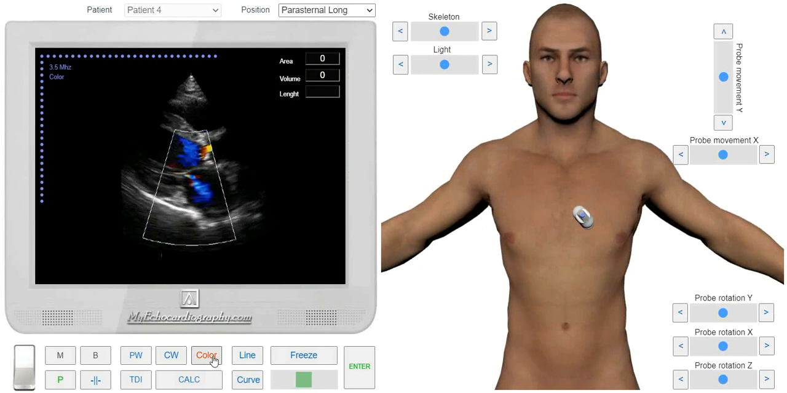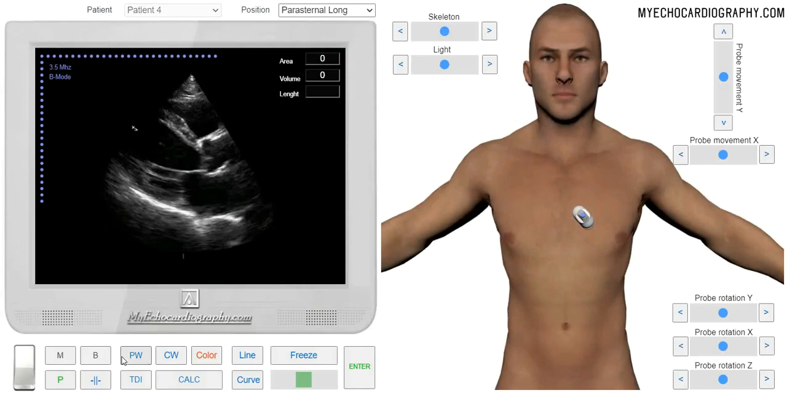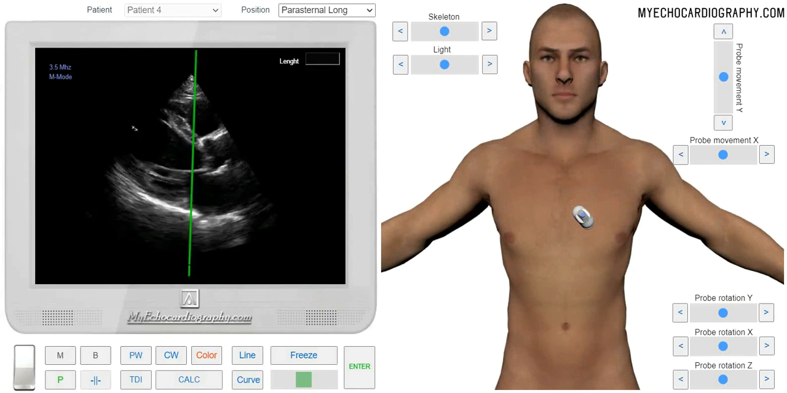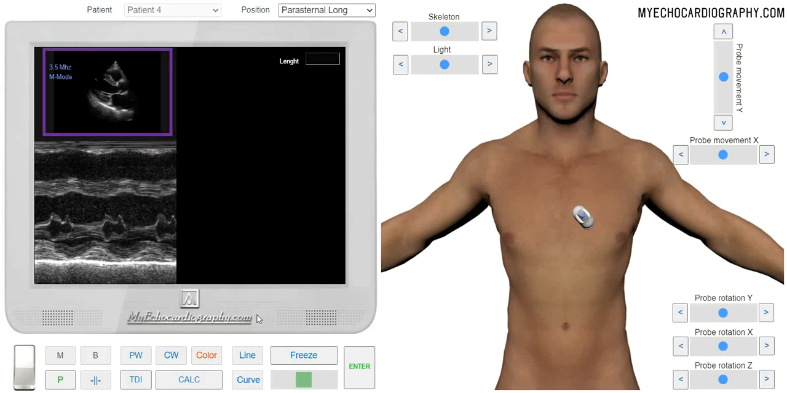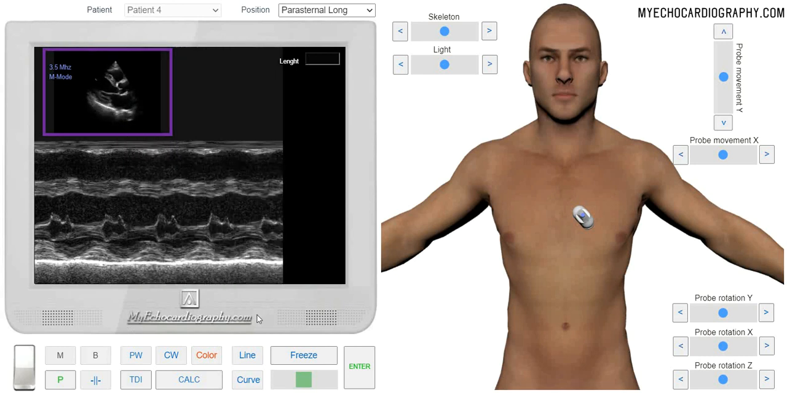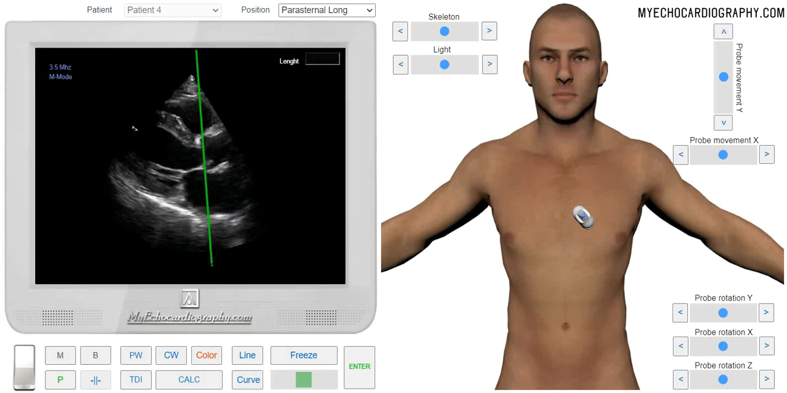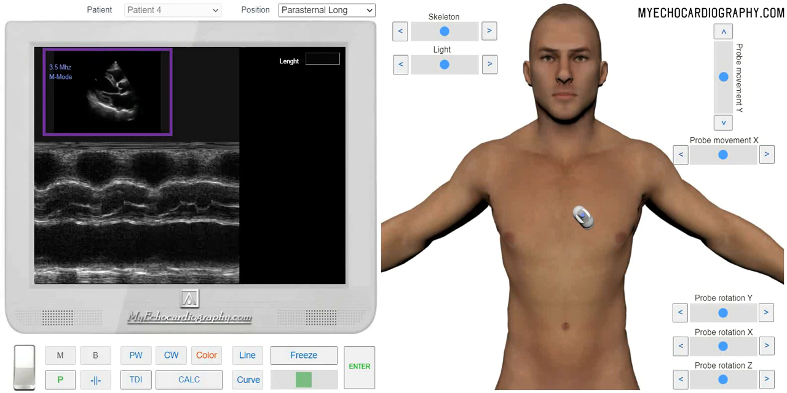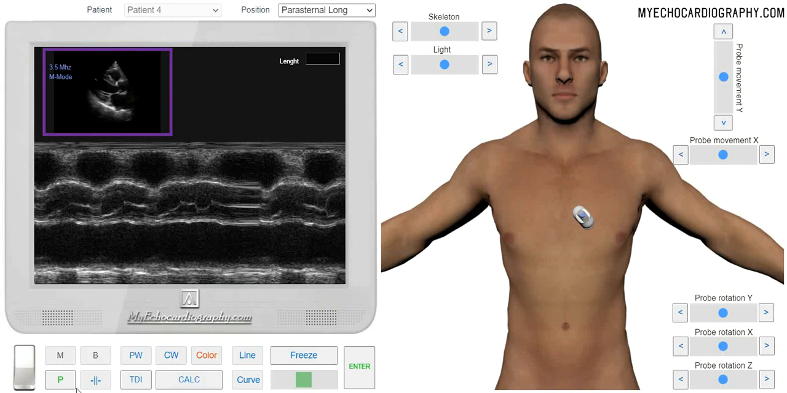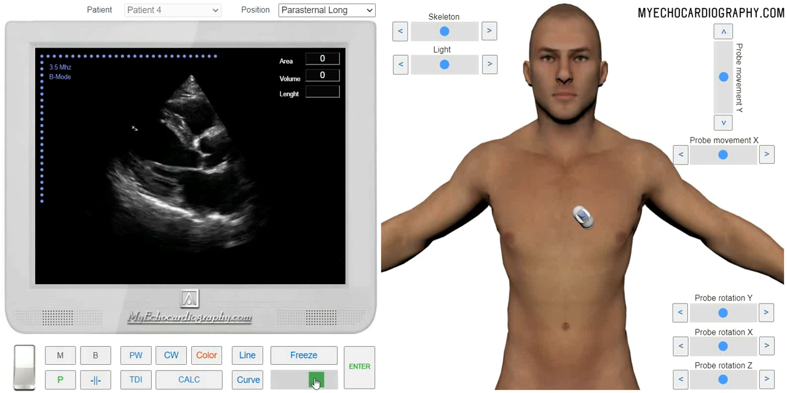Simulation of the color Doppler examination. Simulation of the one-dimensional examination. One-dimensional examination of the mitral valve. One-dimensional examination of the aortic valve. Anytime the user can freeze the video and examine frame by frame.